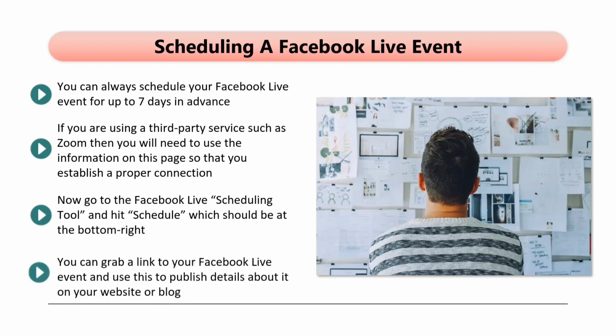You can grab a link to your Facebook Live event and use this to publish details about it on your website or blog. If you have an email list, then you can send out emails with the link included to drive more viewers. People can ask for a reminder and then receive a notification a few minutes before your event is scheduled to go live. In the next video, we will discuss some great tips to help you create a great Facebook Live event.